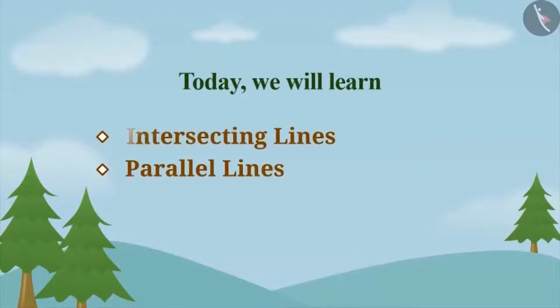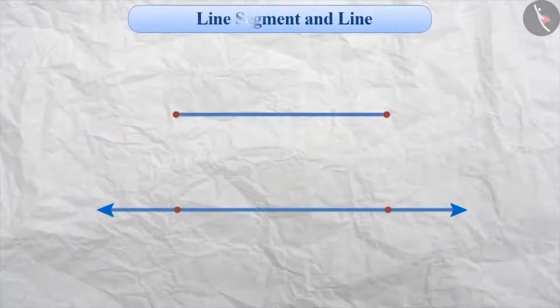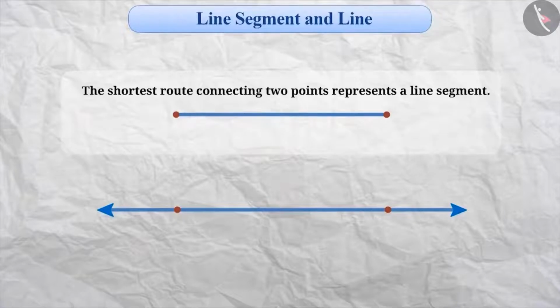Today, we will learn about intersecting lines and parallel lines. You already know about line segment and line. You may recall that the shortest route connecting two points represents a line segment. For instance, here the shape obtained by joining point A and point B is the line segment AB.